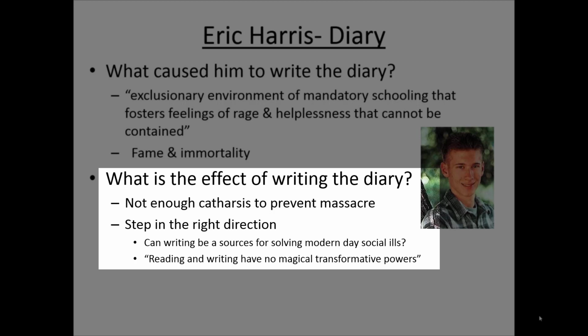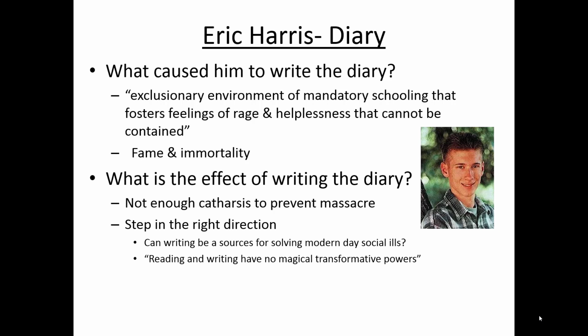But Miller also points out that writing was a step in the right direction. Miller questions throughout Dark Night of the Soul, can writing be a source for solving modern-day social ills, such as school shootings and other acts of violence? And Miller does point out that reading and writing have no magical transformative powers. It takes a combination of reading and writing as well as something else. And he's trying to get at that something else in Dark Night of the Soul.